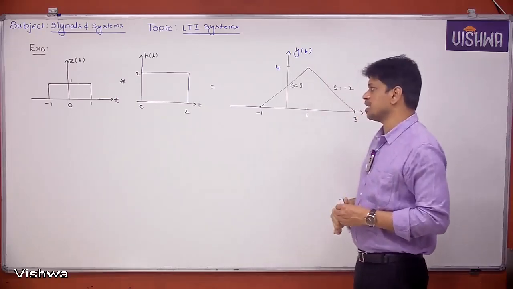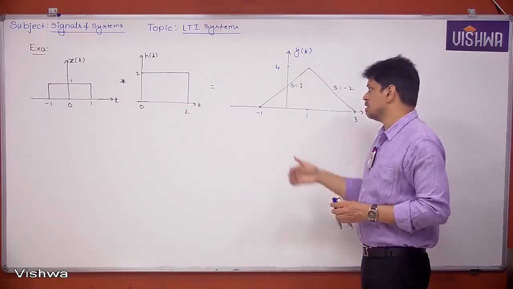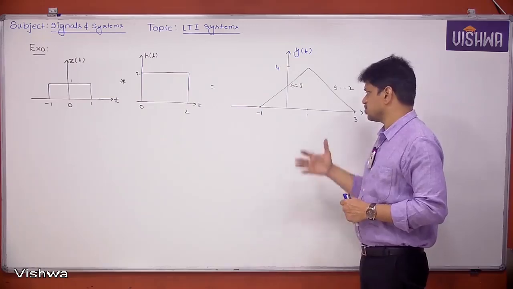So when two rectangular pulses of equal width get convolved, the result is always a triangle. Okay, take it.